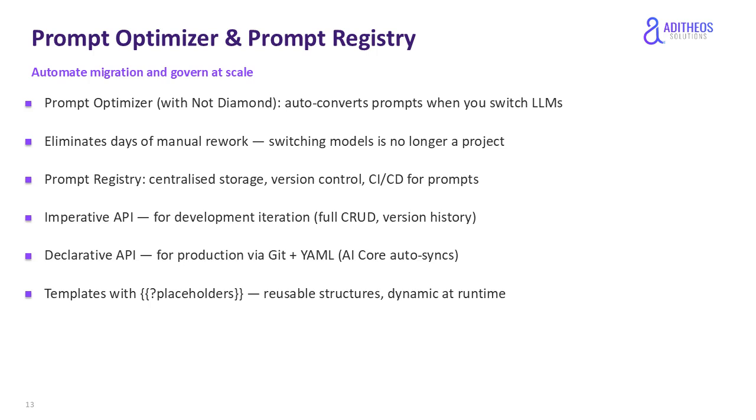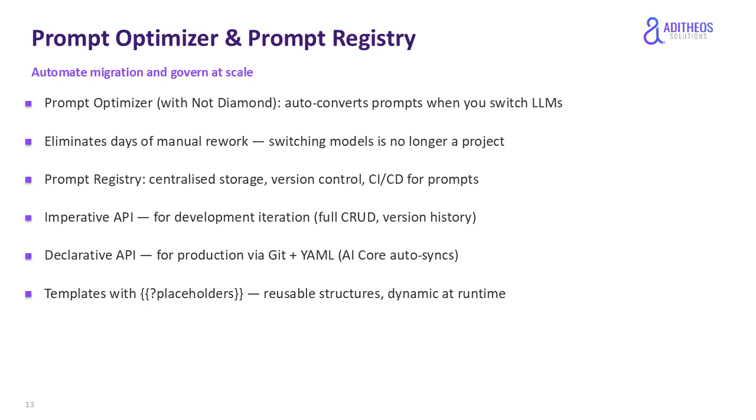The Prompt Registry is an enterprise feature in AI Launchpad that provides centralized storage, version control, governance policies, and CI/CD integration for prompts. Think of it as Git plus a policy layer for your prompt library. It has two interfaces: the imperative API used during development for active prompt engineering, full create, read, update, and delete capabilities, tracks all changes and retains version history for audit and debugging. Use this when you're still iterating.